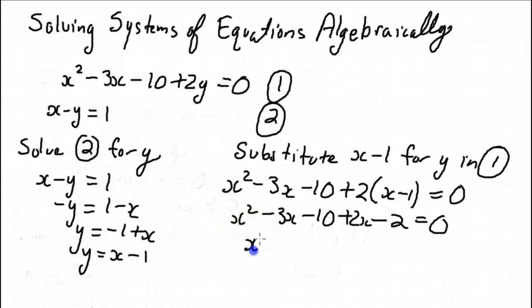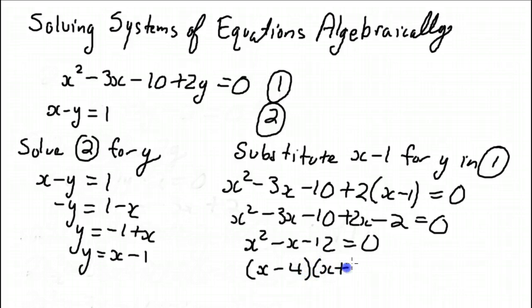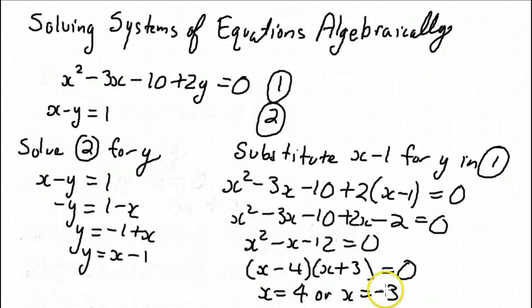And we're going to have a quadratic equation here, x squared minus x minus 12 equals 0. And I think that's going to factor. Let's give it a try. Okay, what do we got? x squared plus 3x minus 4x is minus 1x minus 12 equals 0. And so we have x is equal to 4 or x is equal to negative 3.